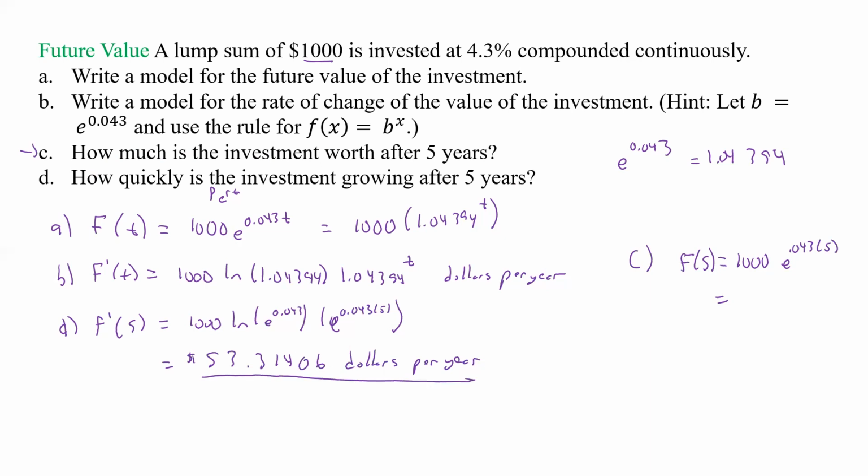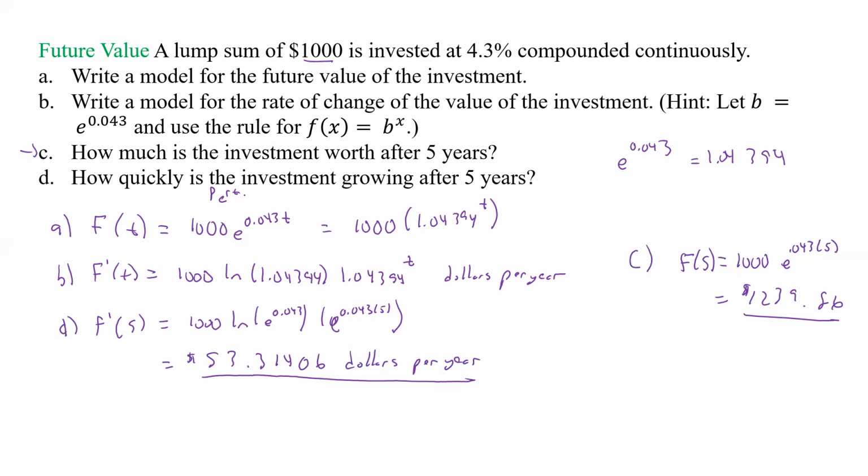And again, we don't have to round on the rates. This one we'll have to round to the penny. So that's going to be 1000 e to the 0.043 times 5. And that gives us 1239.86. Okay, so that one we have to round to the penny. This one we don't have to. So you have to read which one we're doing.